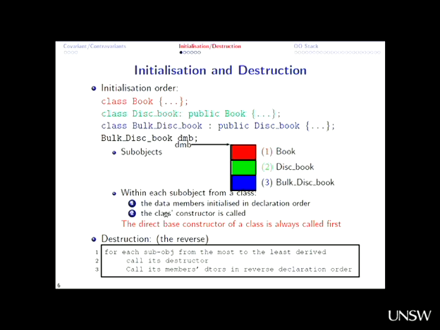Destruction. For the destructor, the reverse happens. So for destructing this object, we first of all call the destructor on the bulk discounted book, then the destructor on the discounted book, and then the destructor for the book, because the destruction process happens in reverse to the construction process. Okay?